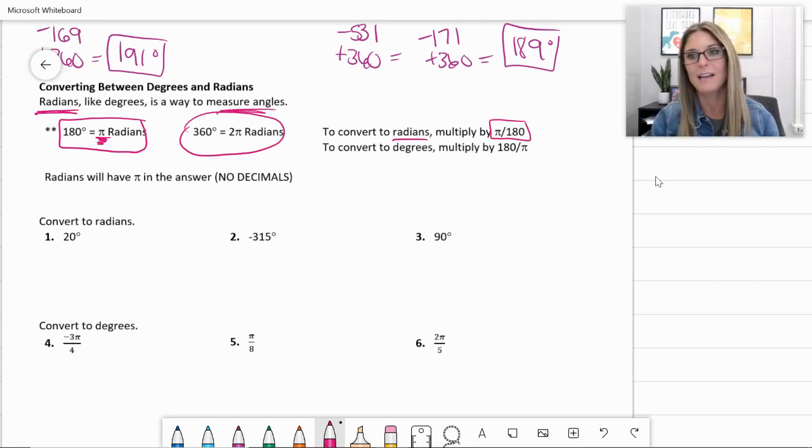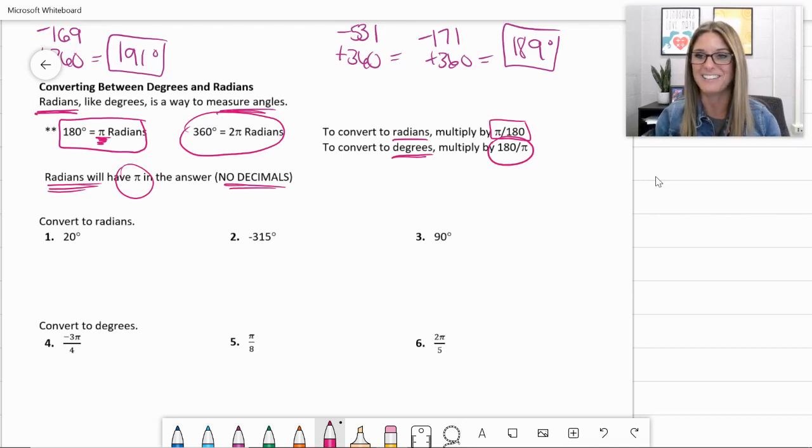180 is equal to pi is equal to 180. And then if we want to change something into degrees, we are going to multiply our value by 180 over pi. So I'll give you some tips here in a minute. Now, radians will always have pi in the answer. You are not allowed to have decimal answers. You better have a pi in your answer if you're talking about radians.